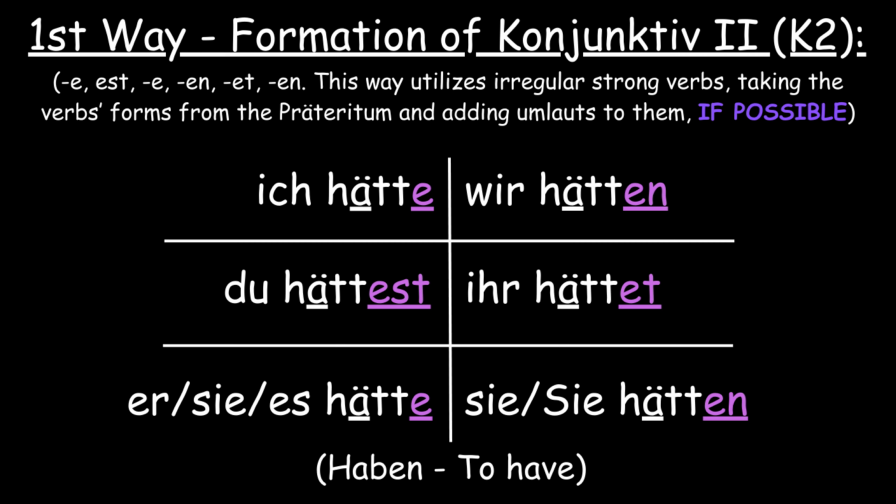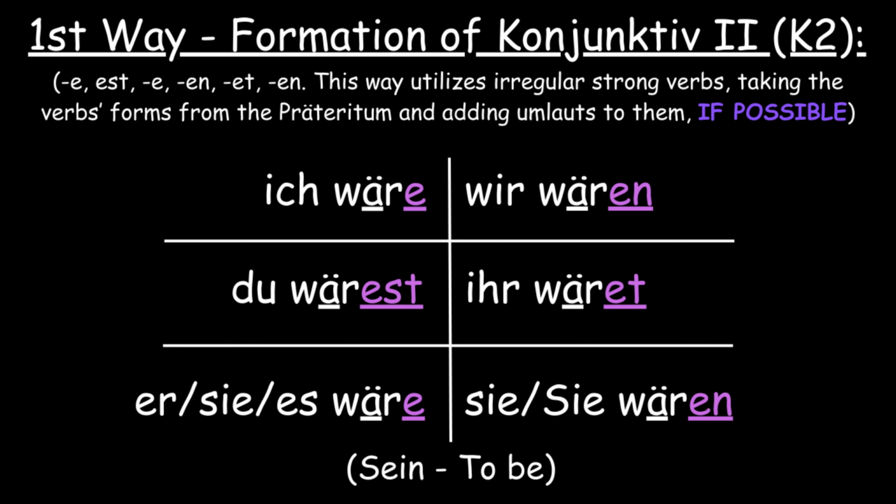Another irregular verb in Konjunktiv 2 is sein, which will look like this. Ich wäre. Du wärest. Sie, es wäre. Wir wären. Ihr wäret. Sie wären.